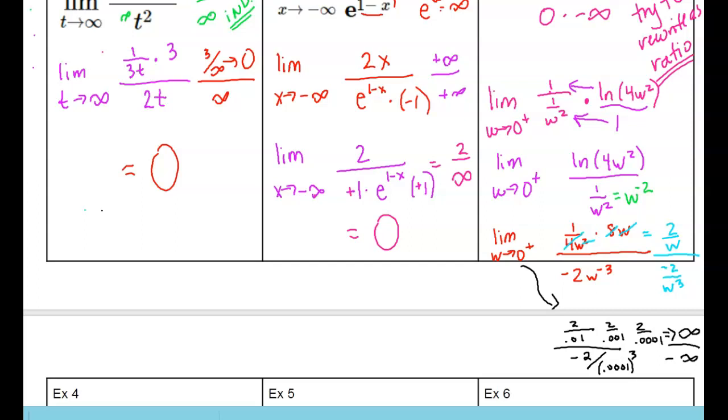So we want to do L'Hopital's rule, or really, because I end up with two fractions, see how I don't have a log anymore? I can clean that up. So we get the limit as w approaches zero from above, and I have 2 over w, and then I'm going to multiply by the reciprocal, w cubed over negative 2, which is, that crosses out, so it's negative w squared.